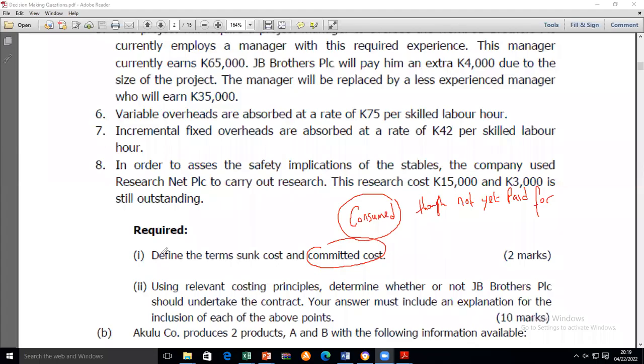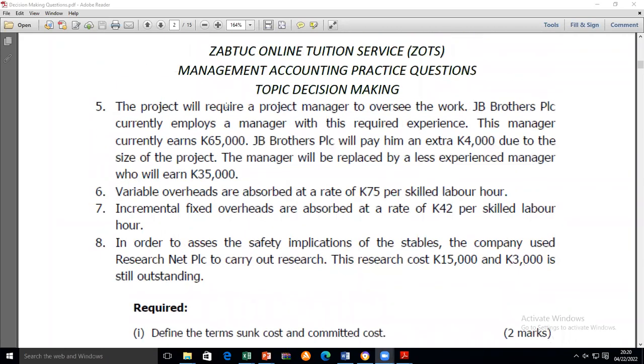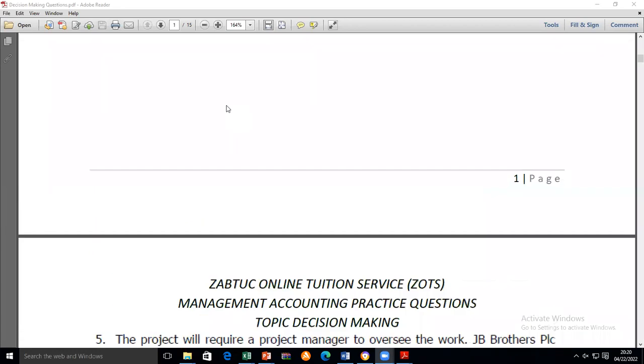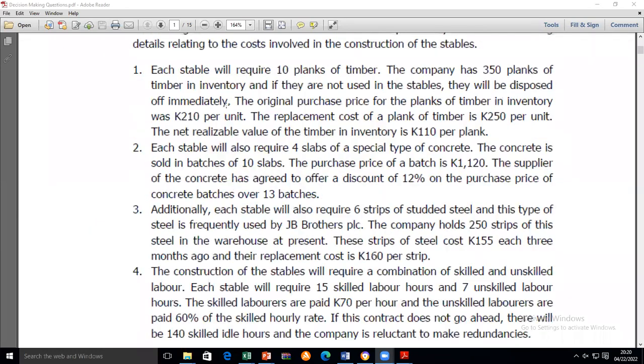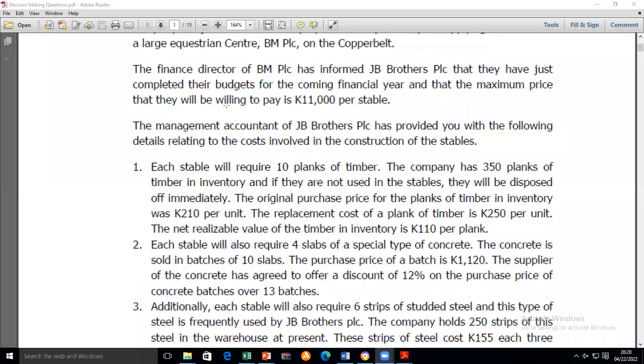It's not just about putting the answer there, but we must also give an explanation. Why are we including or excluding an item? So now that is what we are going to do. So let's go through each and every one of these items, and then we tell ourselves whether we include it or won't include it. Okay.